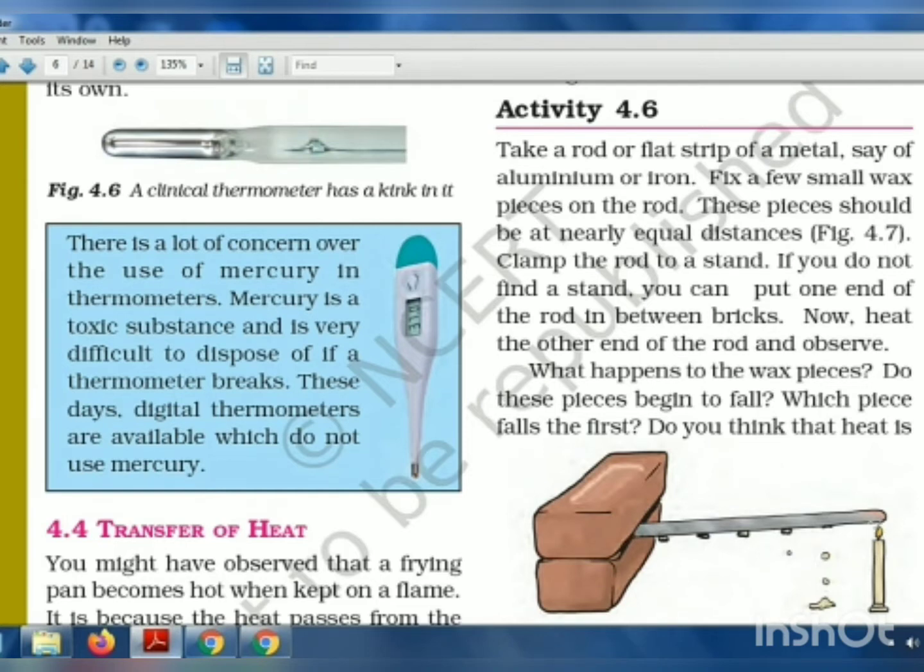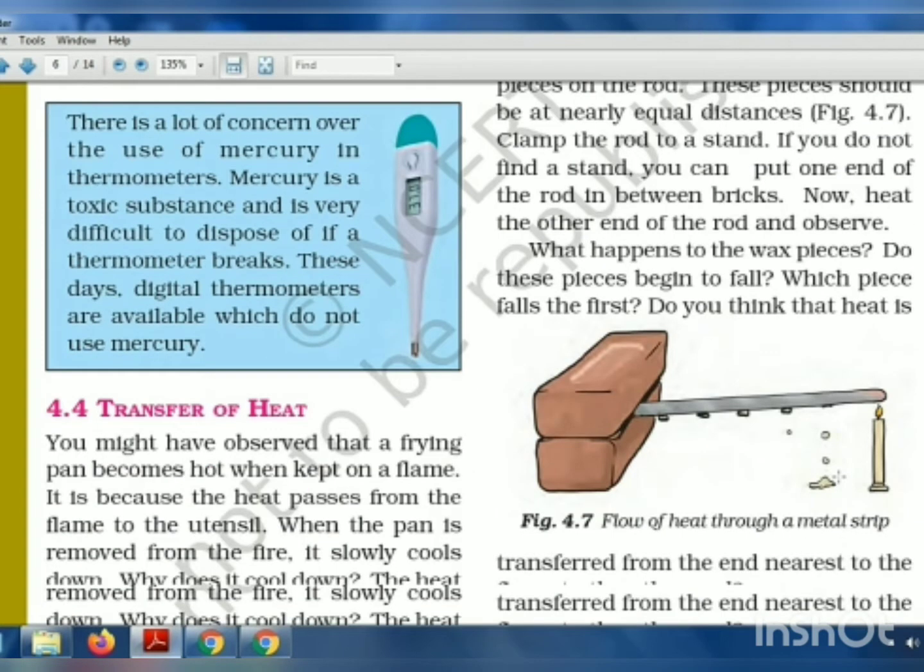a burning candle. So you can see that the heat is transferred from the candle to this metal rod, and as the heat flows forward on this metal rod, you can see the pieces of wax start melting, right? What happens to the wax pieces? Do these pieces begin to fall? Which piece falls first? The piece that is near the candle will fall first, because that part will get heated first and the wax will melt.